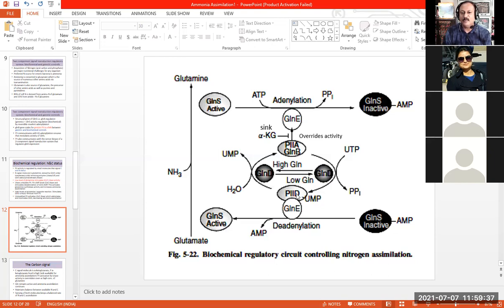Okay, by P2 protein, uridylated P2 protein. So when this deadenylation takes place, the inactive form of enzyme glutamine synthetase will be converted to the active form of the enzyme, glutamine synthetase. And this active enzyme is going to convert glutamate into glutamine in the presence of ammonia. Is it clear now? Yes, sir.